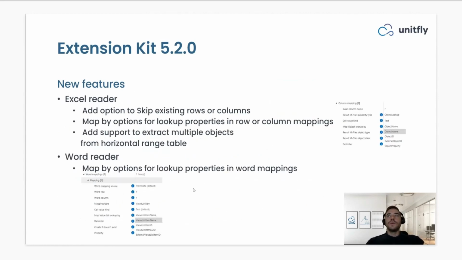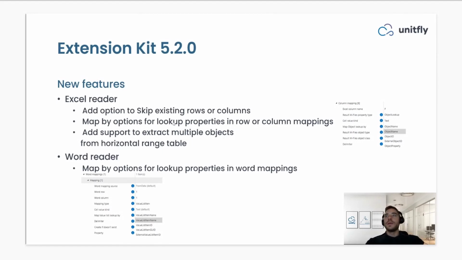To the Excel reader, we added the option to skip existing rows or columns. This means that when you are reading objects from some range in the Excel, you can not only update existing and create new ones, but you can also just create new ones if there is any new, but all existing will not be updated if you configure it so.